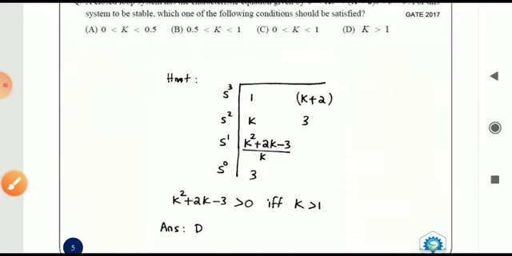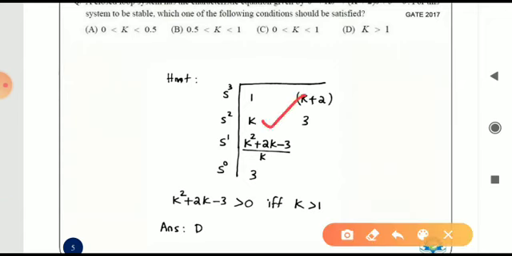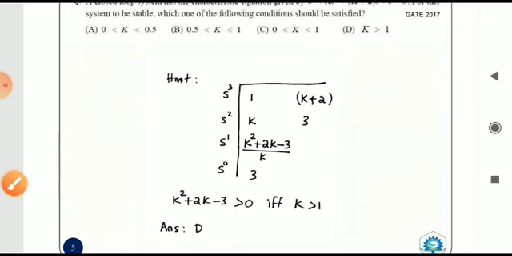Now it happens when the term K should be greater than 0 and this term should be greater than 0. So K square plus 2K minus 3 will be greater than 0 if and only if K is greater than 1. So the answer becomes option D.